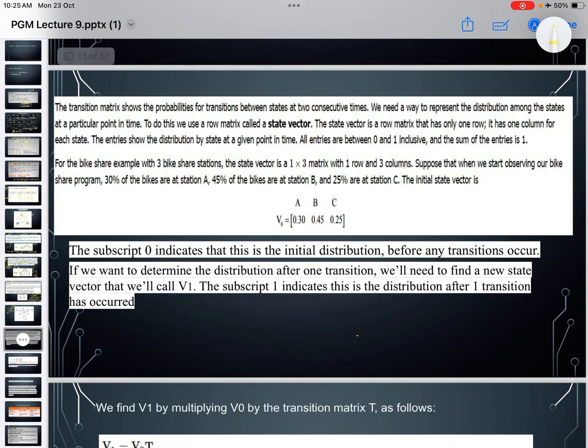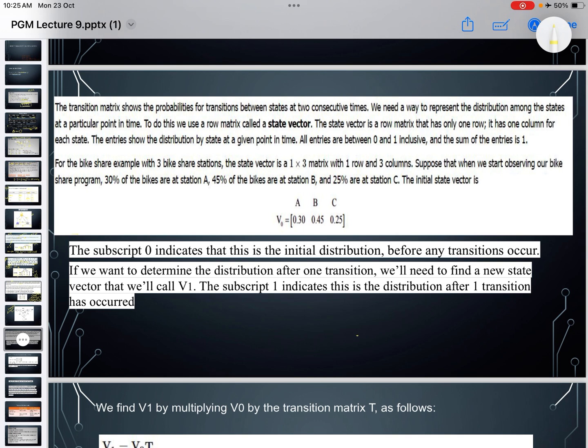Next question. The matrix shows the probability of transitions between the states at 2 consecutive times. We need a way to represent the distribution among the states at a particular point in time. To do this, we use a row matrix called a state vector. The state vector is a row matrix that has only one row. It has one column for each state. The entries show the distribution by state at a given point in time. All the entries are between 0 and 1 inclusive, and the sum of the entries is 1.